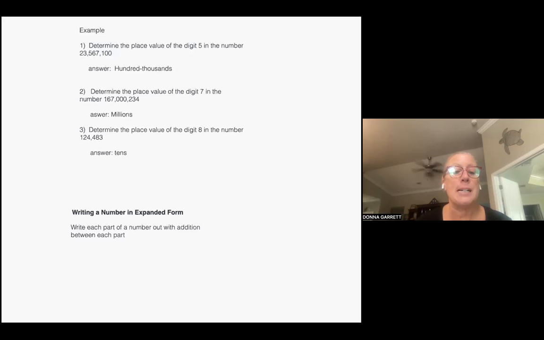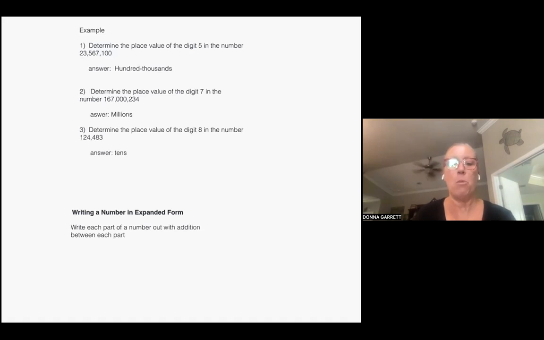So writing a number in expanded form, you're going to write each part of the number out with addition between each part. And I'm just going to write a new box. Here's an example. Do I have more than one? I only have one. No, I have more than one example. Okay, one. 16,432.